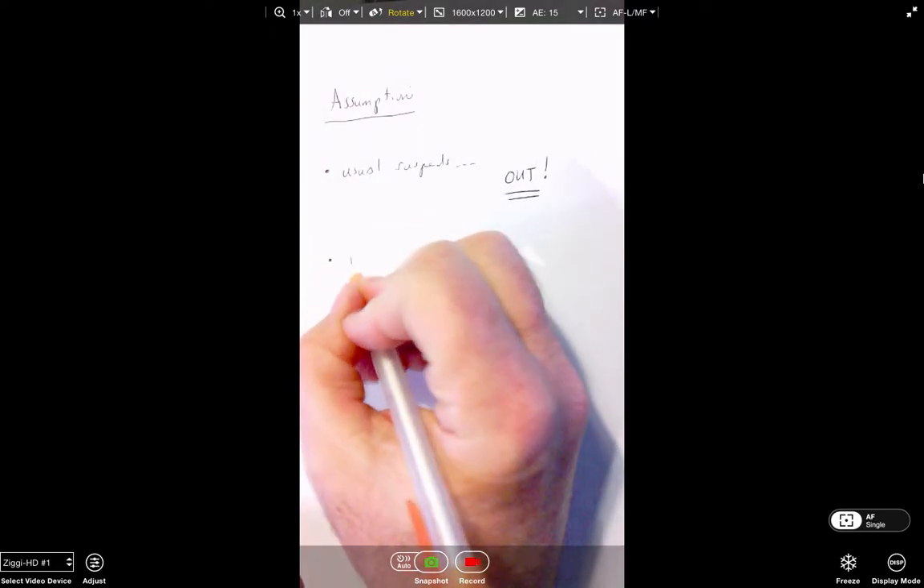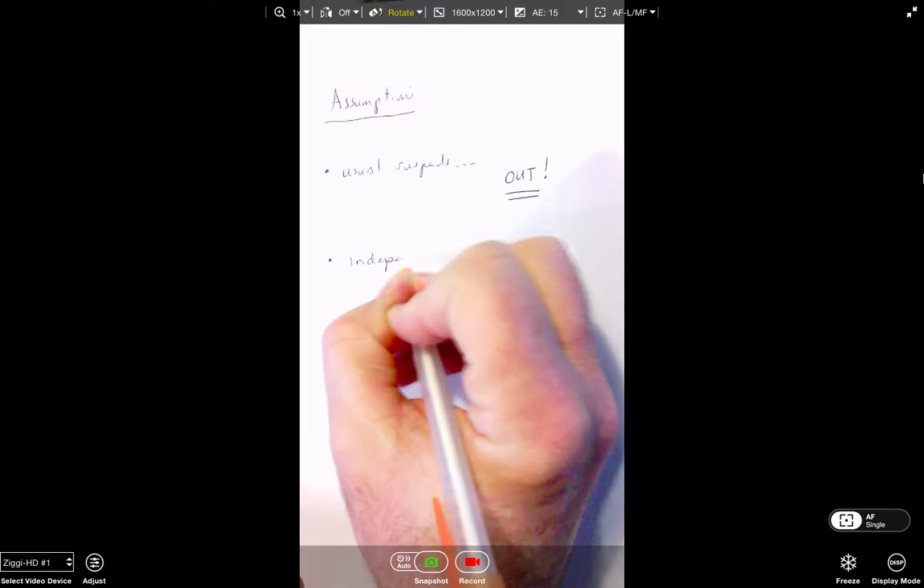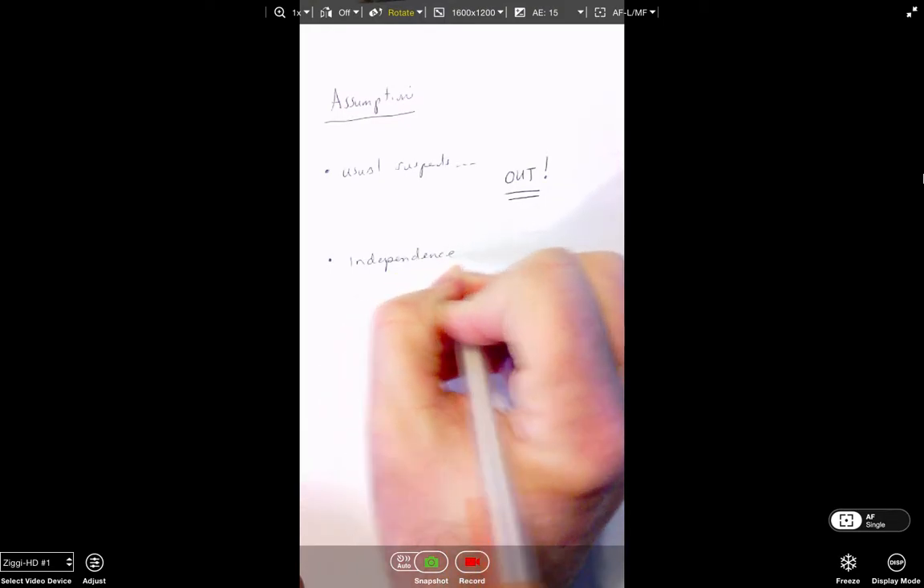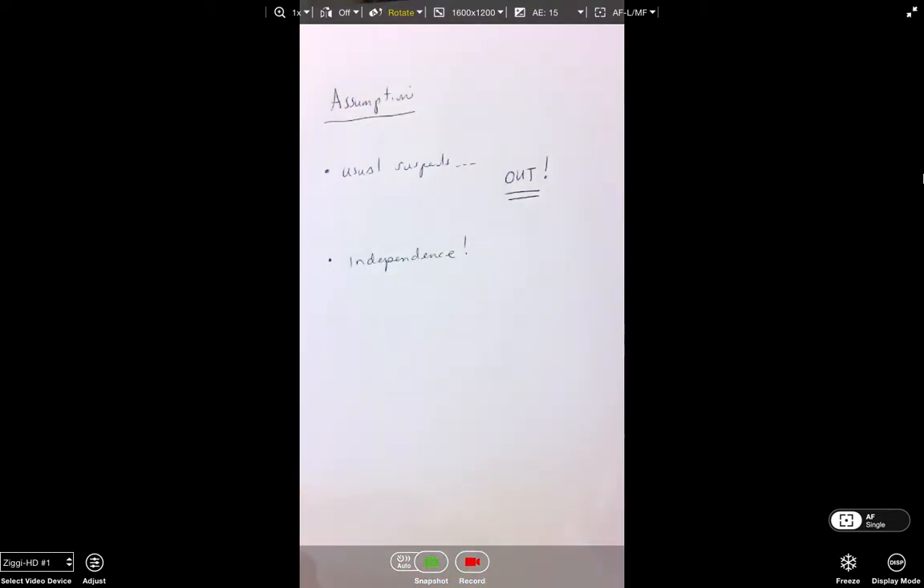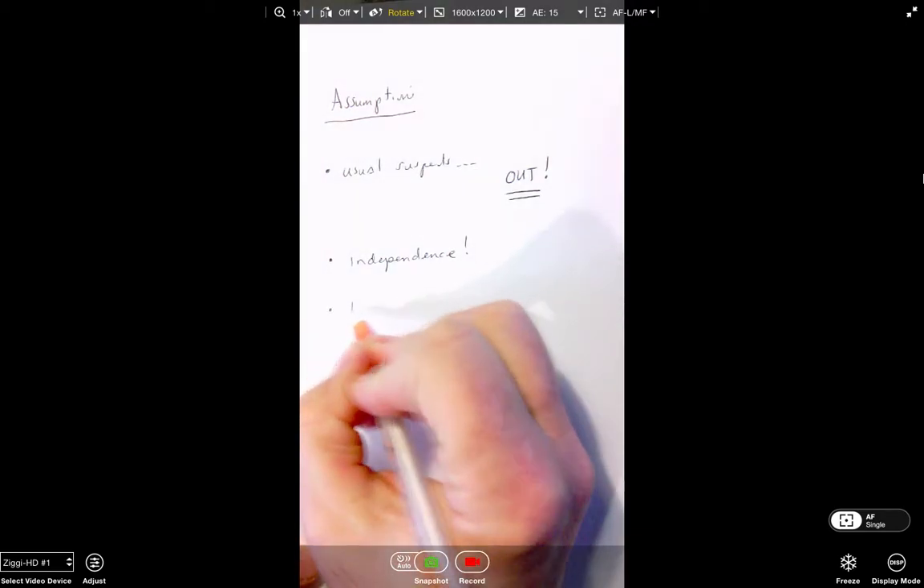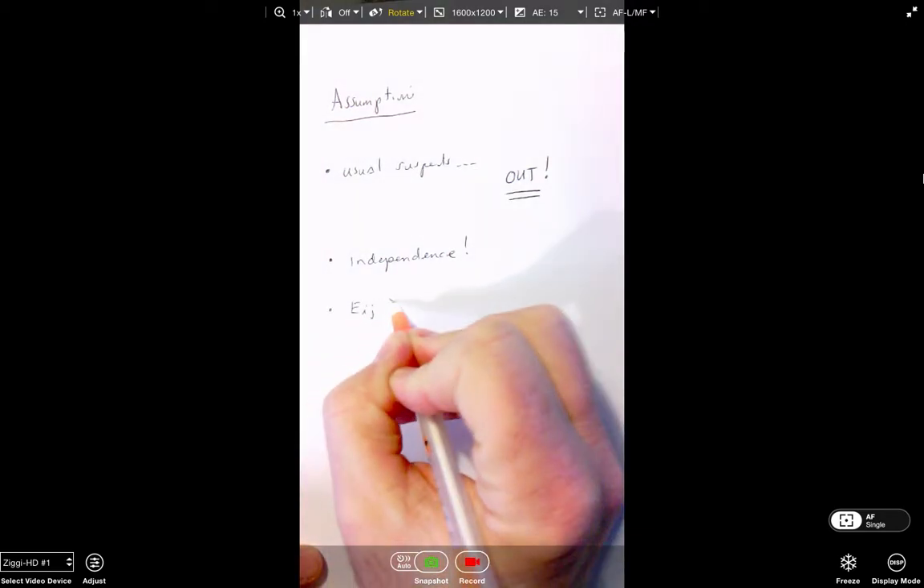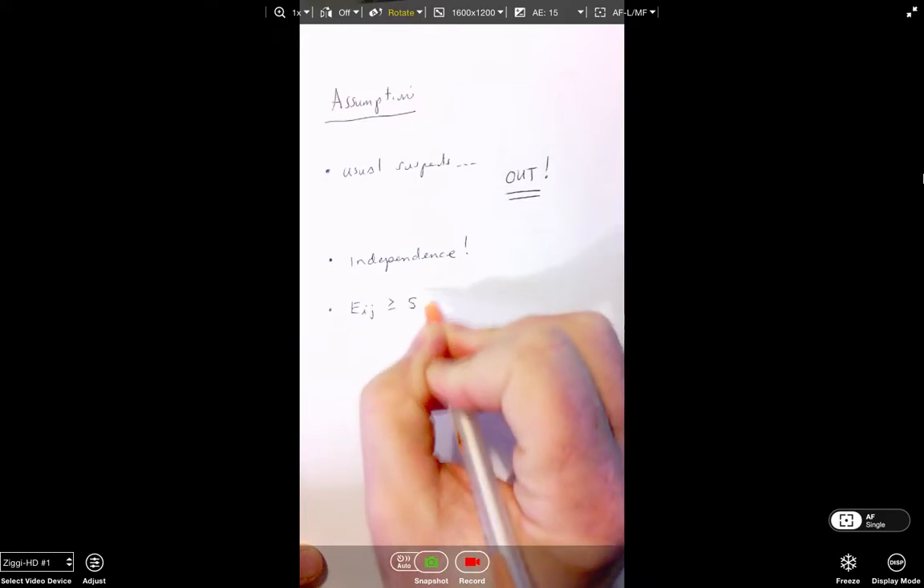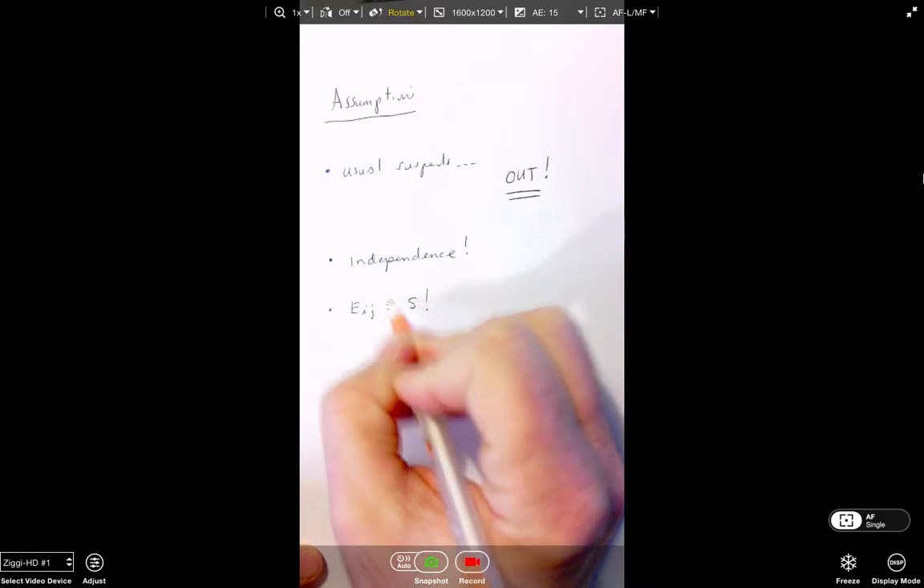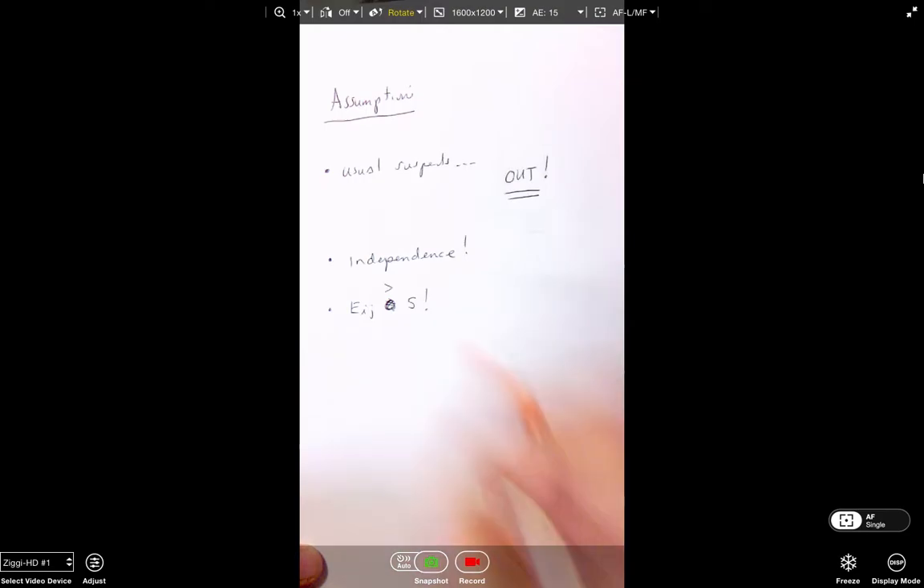But one that's always important is independence. Independence is, without question, the most important assumption for any statistical technique. The other assumption, actually, I take that back. We're doing just strictly greater than, is that the expected values, the model terms, are greater than 5.